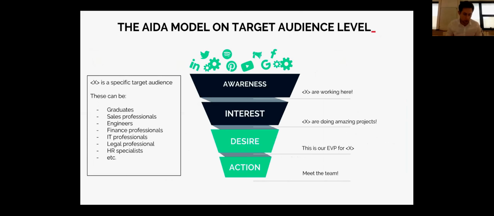So the AIDA model, in this sense, again, what we're doing here is communicating your overarching EVP, but aligning it to the AIDA model. Same way we did before, we're going to start by making people aware that your company has a specific employee group. So what is it like within these employee groups? What projects are they working on?